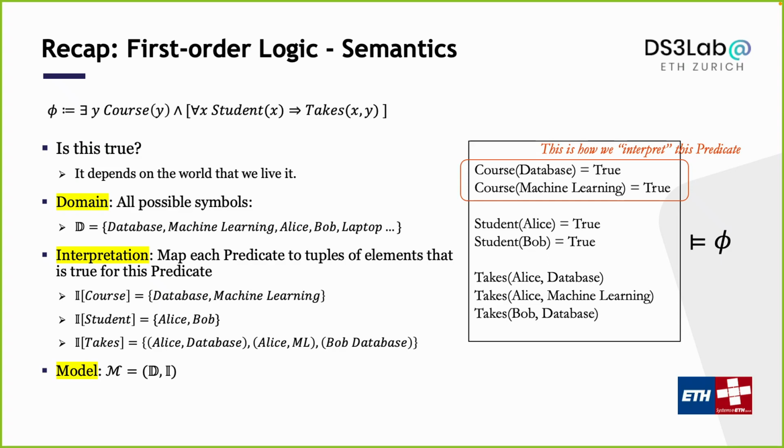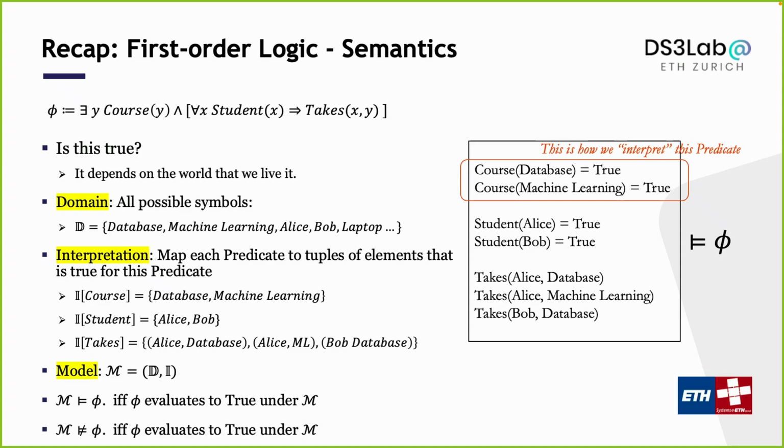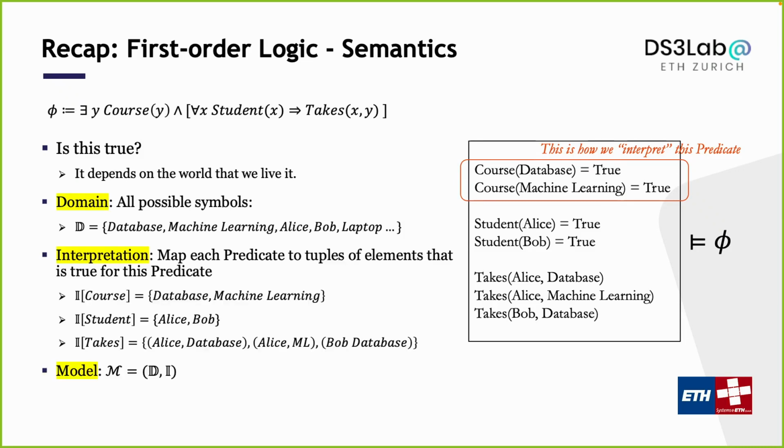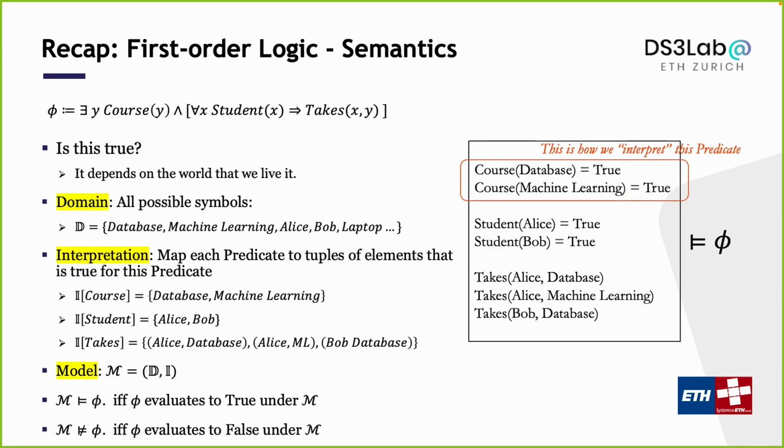This can precisely define the semantics of the formula. If you write this, it means that this formula phi evaluates to true under this model. If you write this, it means that it evaluates to false under that model. Sorry, there's a typo here. Let me try to fix it. Yes, evaluated to false under this model. So we are pretty much done with our recap of first-order logic.